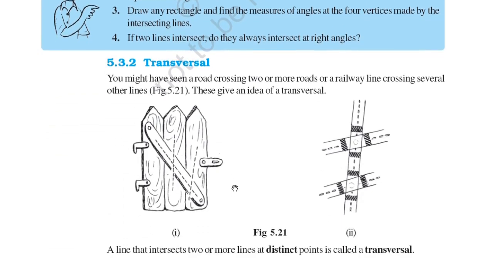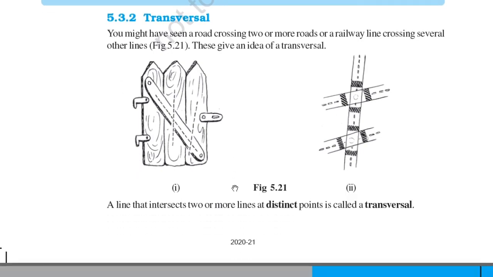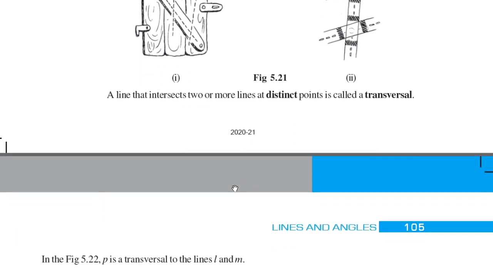You might have seen a road crossing two or more roads, or a railway line crossing several other lines. These give an idea of a transversal. So you can see here 1 and 2. A line that intersects two or more lines at distinct points is called a transversal.